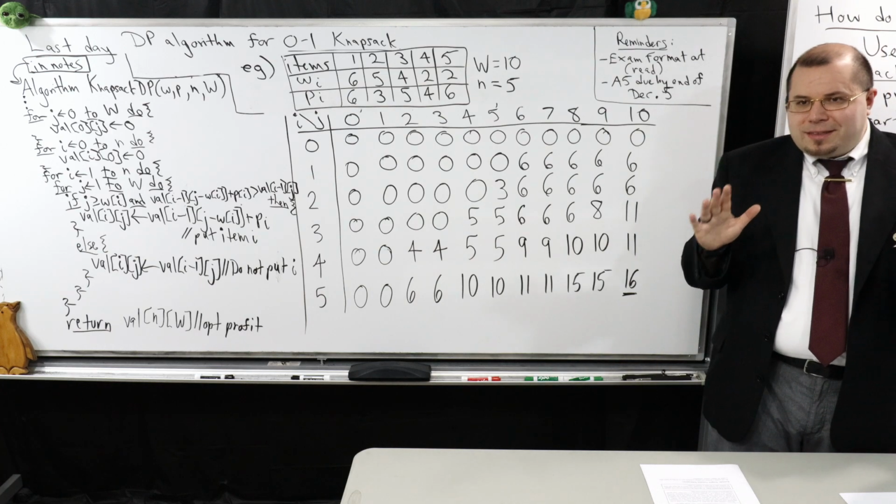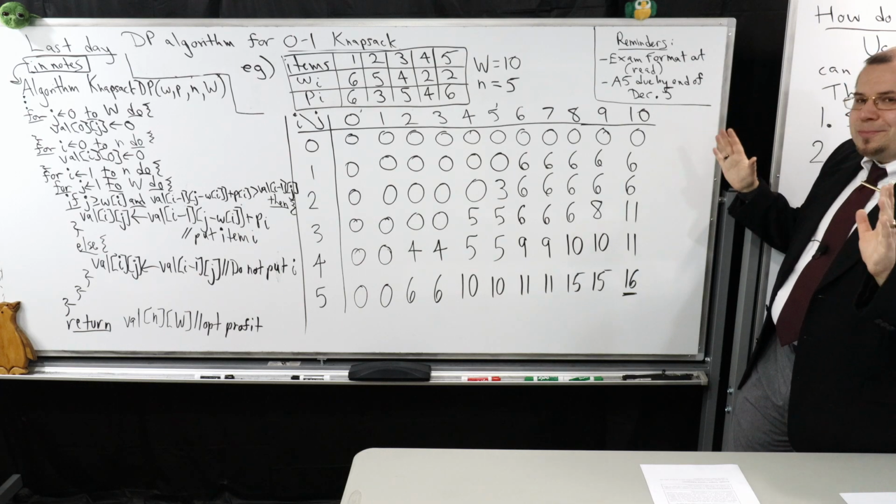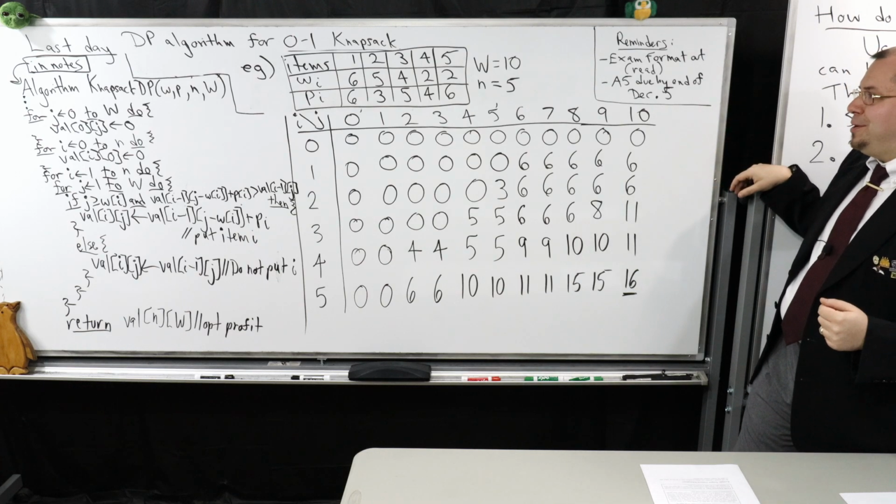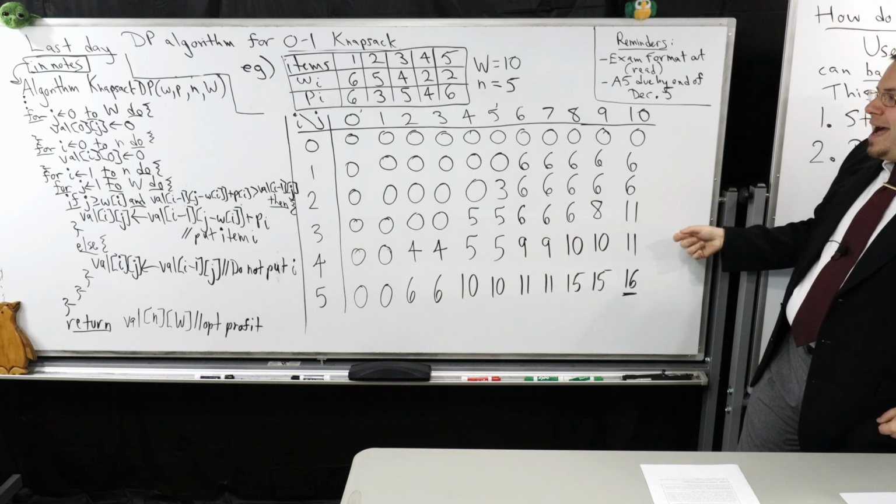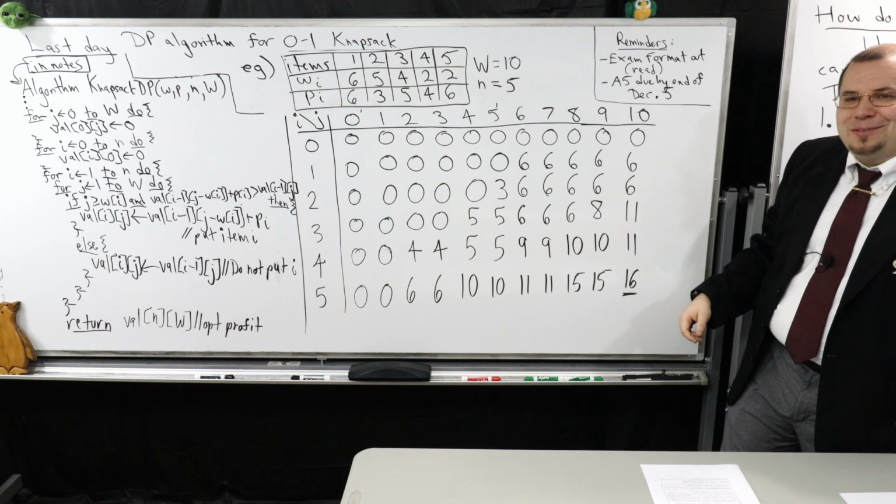So are we okay with this up to this point? I just want to get us all up to speed where we were, because I got to tell you how you pick the items using this table.